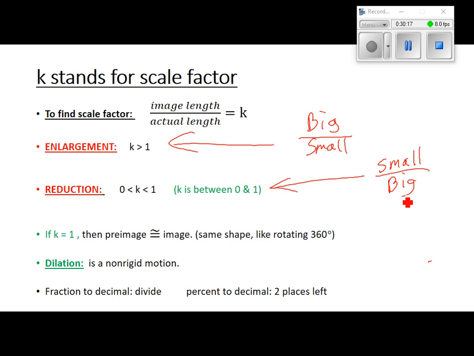Dilation, again, we talked about dilation, is a non-rigid motion, and these two things down here at the bottom, you remember back when we did this sort of thing a while back, I just stuck them in there just to make sure you remember it. To change a fraction to a decimal, you just divide. To change a percent to a decimal, you always bump the decimal 2 places to the left. If you wanted to change a decimal to a percent, you bump it 2 places to the right, so on and so on. All those things that you should have learned in 6th grade, 7th grade, somewhere.